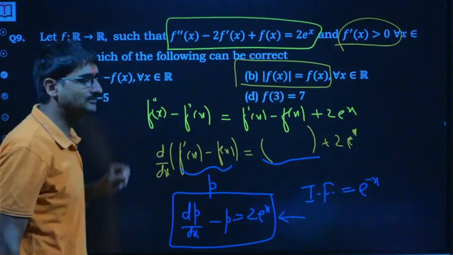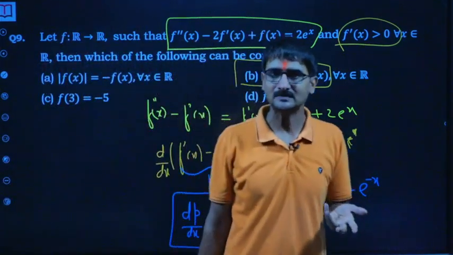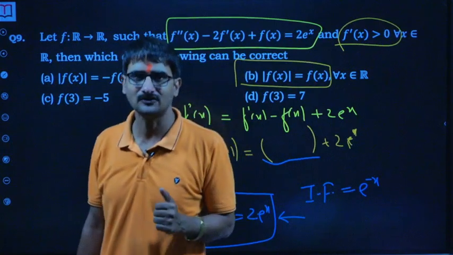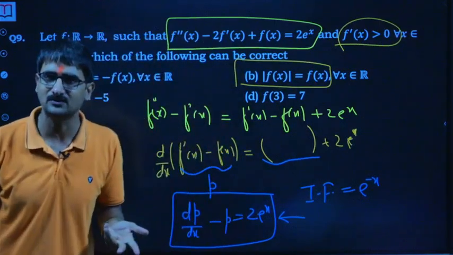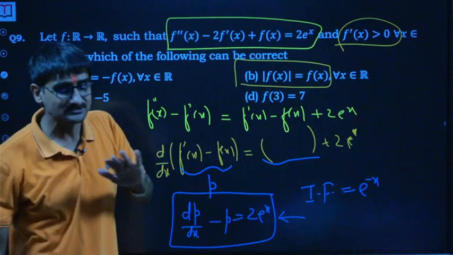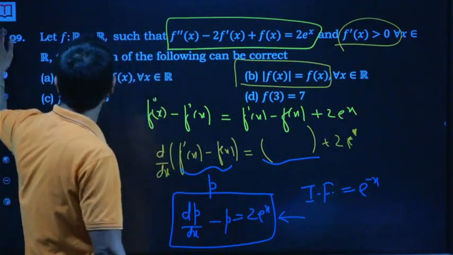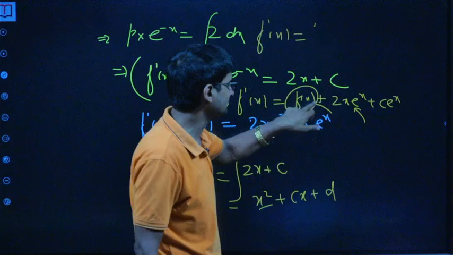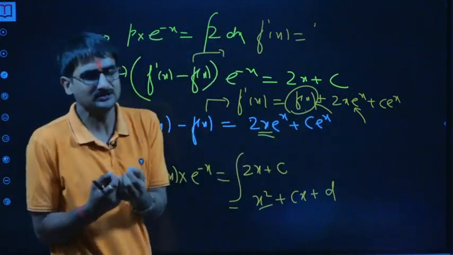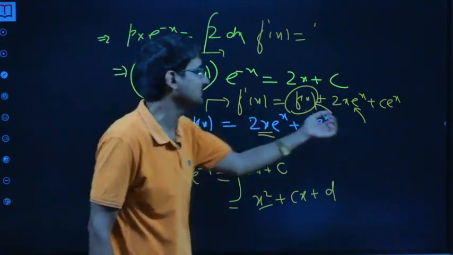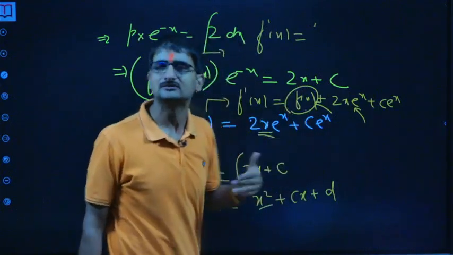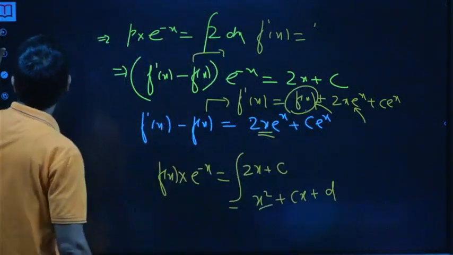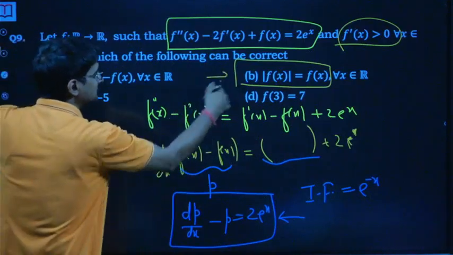Mod of fx is equal to minus fx means, what does that mean? fx is less than 0 for all x. Okay, then only you will replace mod fx by minus fx. So that's not possible, because for this term to be positive, at least one thing is, if fx is positive, this can be always positive for all x. Okay, so from that I claim that this should be the answer.